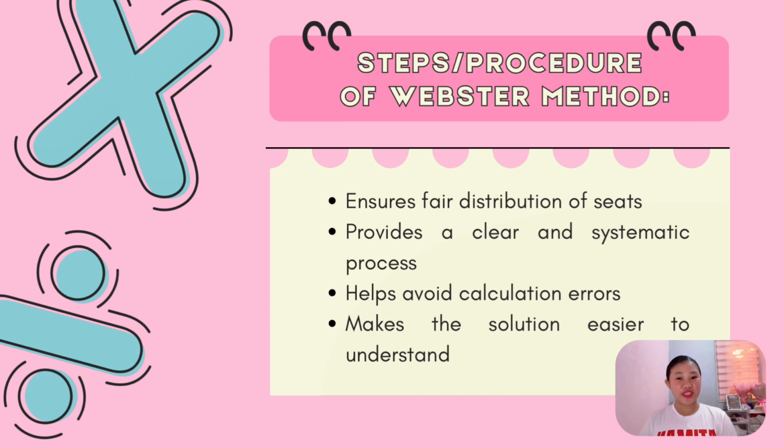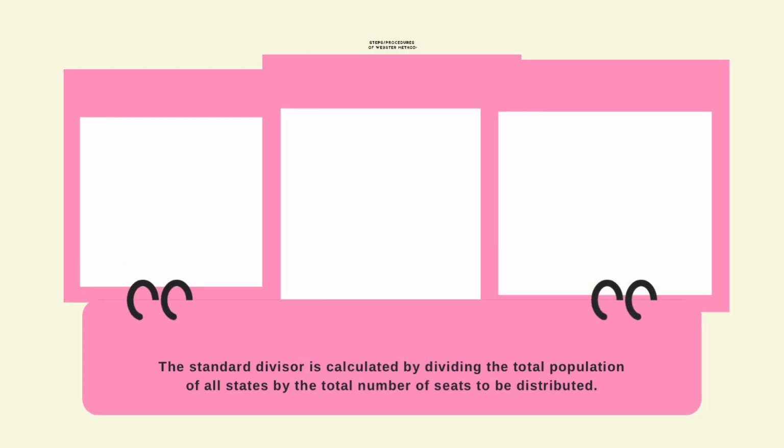Third, the procedure helps avoid calculation errors, since we follow the correct process from finding the divisor up to rounding the quotas. And lastly, it makes the solution easier to understand, because each step shows how the final answer was obtained. By following the proper procedure, we can avoid errors and make the solution easier to understand. This is why the Webster method follows specific steps when solving apportionment problems.